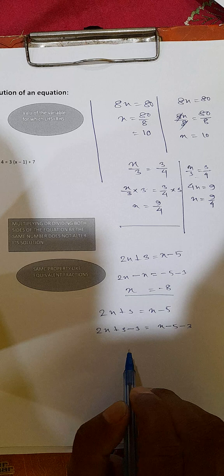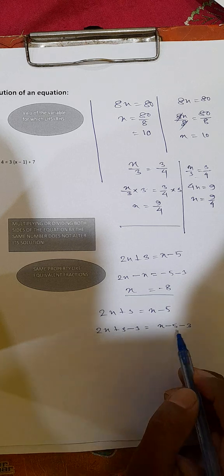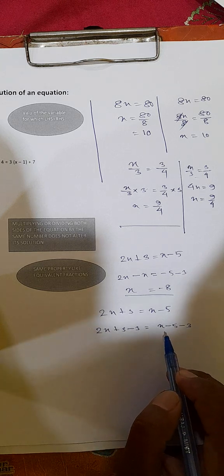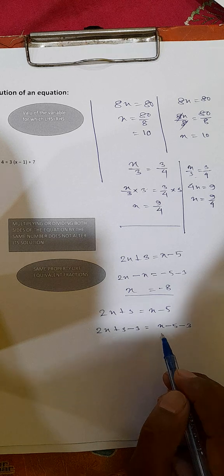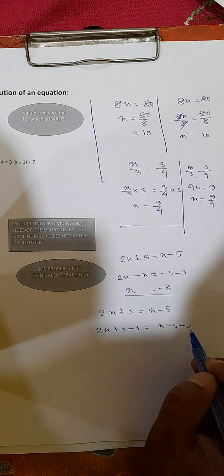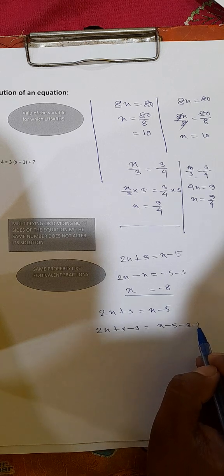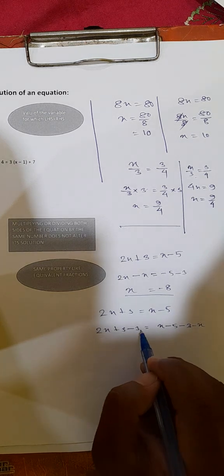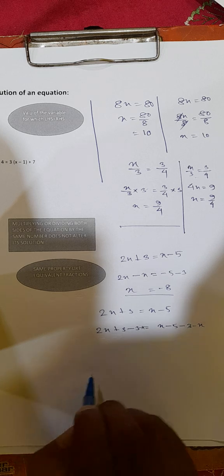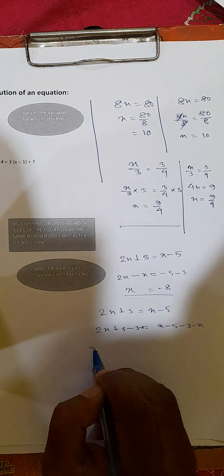Again, from the right hand side we want to eliminate x, because we are trying to find the solution of this equation. So we will try to eliminate x from the right hand side. So subtract x from the right hand side. Same thing we will do here also. Now let's solve this equation.